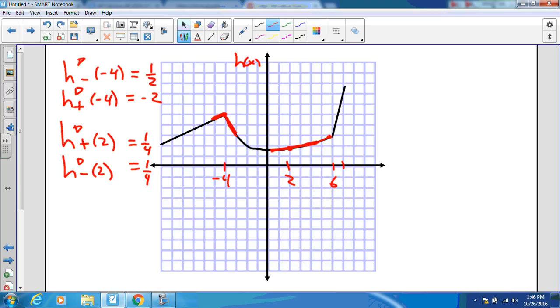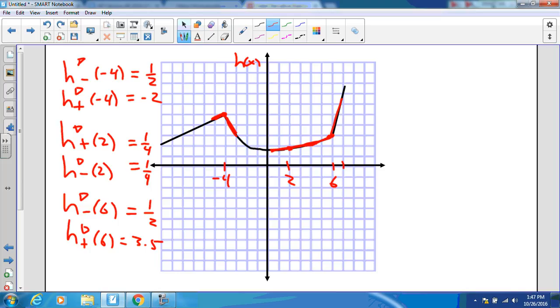And then at x equals 6, looks like we have a slope of about 1/2 again from the left. And from the right, it looks like we have a slope that's closer to about 3 or 4. We'll call it 3.5. Something like that. So it's just a matter of reading slopes off the graph. Does that make sense to everybody?